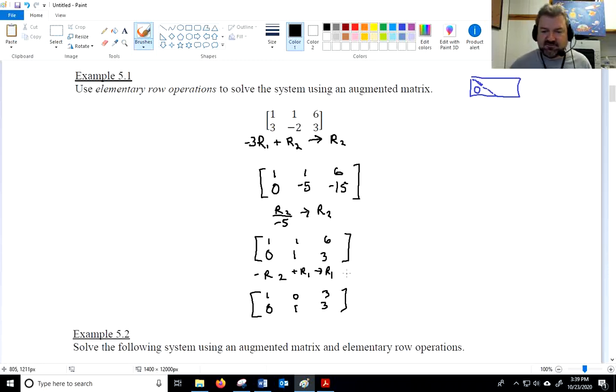All right, so what does this tell me? Well, it tells me that 1x plus 0y is 3, because we can unaugment this. We can take this matrix right back to the equations where it was.